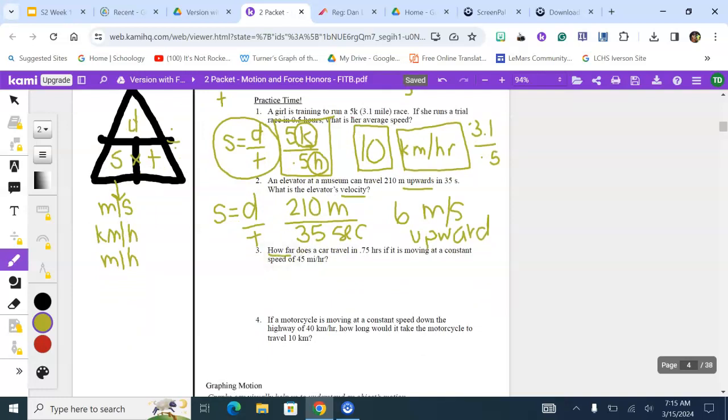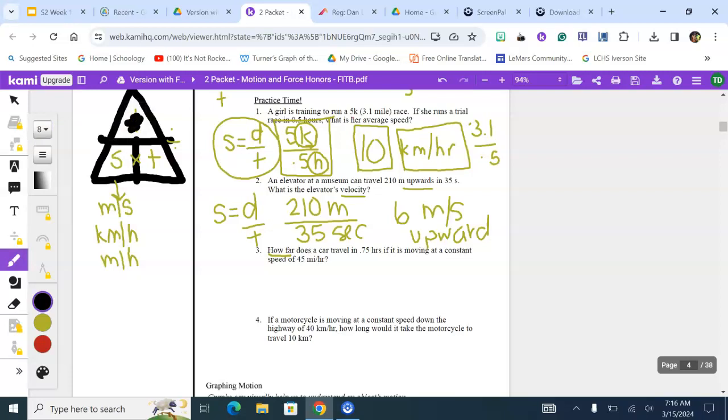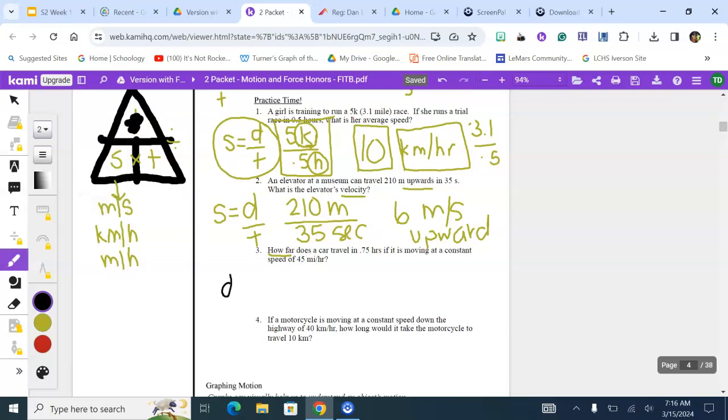How far does a car travel in 0.75 hours if it's moving at a constant speed of 45 miles per hour? Well, now we don't want speed. We want how far. How far is distance? The equation for distance, if I just cover up the D right here, what is left? Speed times time. So distance equals speed times time.